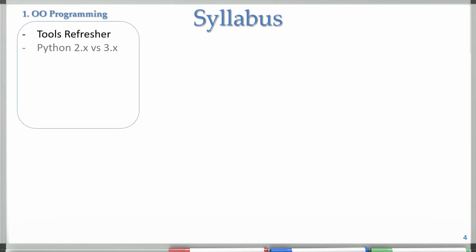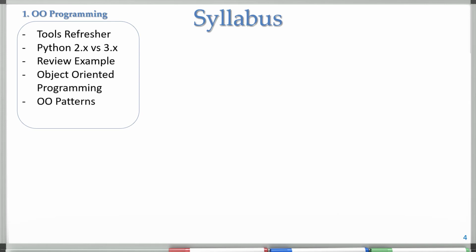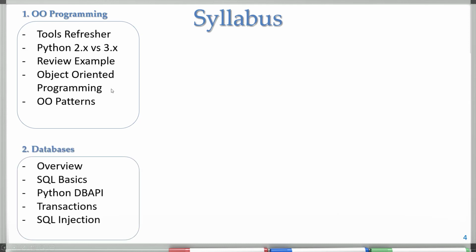Here's the syllabus for the course. There are 5 modules. The first module is object-oriented programming and a lot of refresher. We'll look back at Python, the difference between 2.x and 3.x, which you should pick. The second module is all about databases. We'll look at SQL, the Python database API, transactions, and ominous, cool-sounding SQL injection.